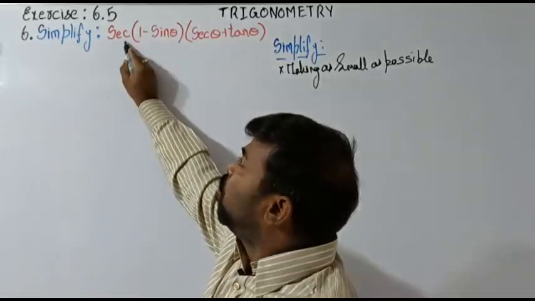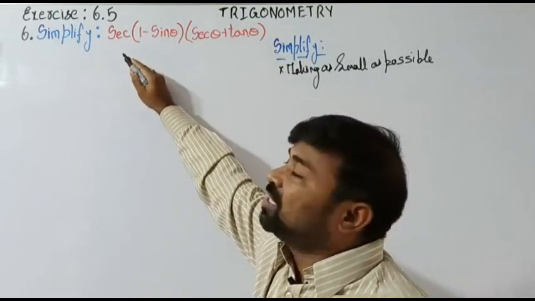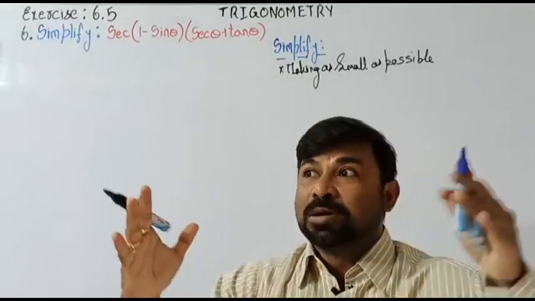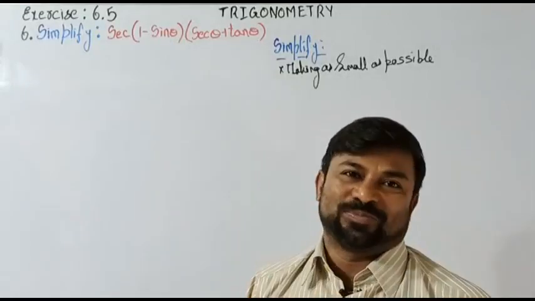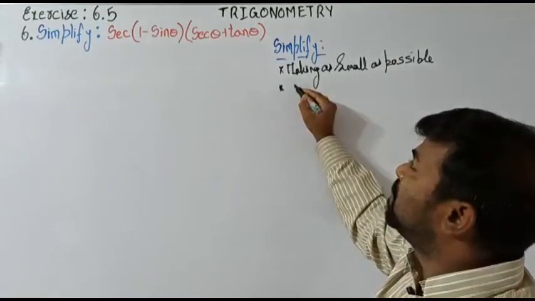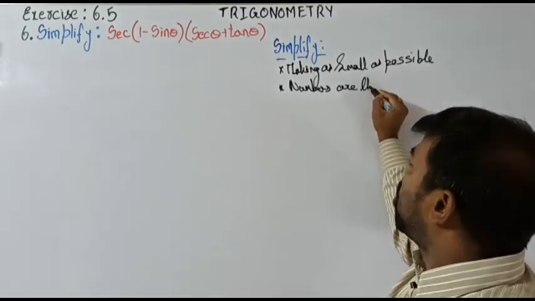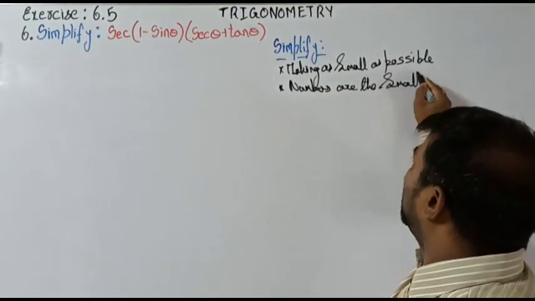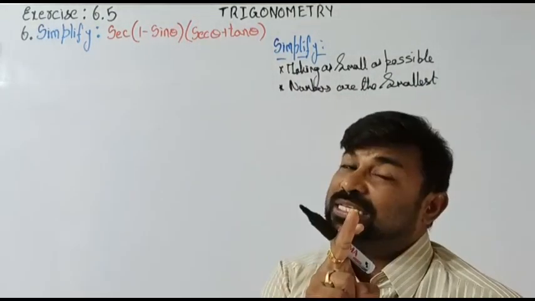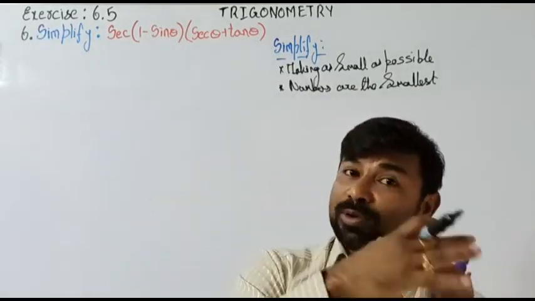In the question, three parts are there: secant theta, 1 minus sine theta, secant theta plus tan theta. There are three parts. Make the bigger one as small as possible. Now I will tell one more logic. You have to remember, numbers are the smallest. When we are thinking to make as small as possible, generally we get numbers as the smallest. Trigonometry can be converted into numbers.